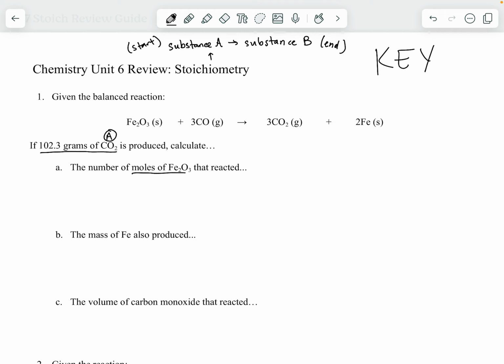And then in number, or in letter A, I should say, for number one, the first thing that I want to do is I want to find moles of substance B. I know this is B because it's a different substance, and so in this first problem, CO2 is A and iron oxide is B. All right, and that's just this first example problem.